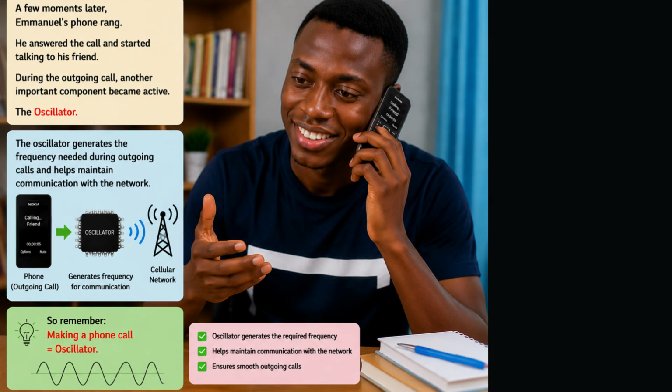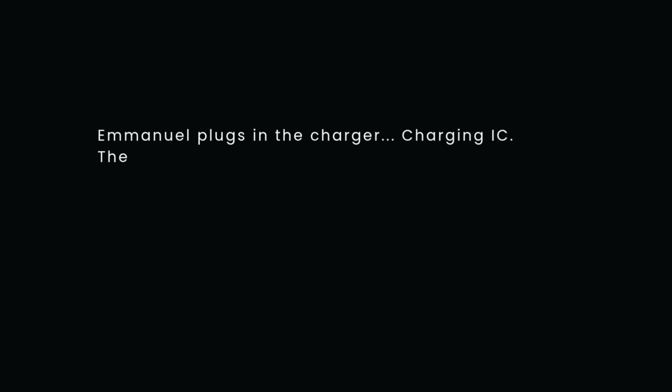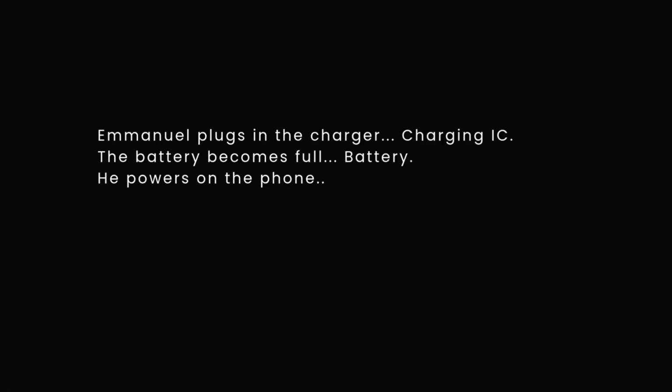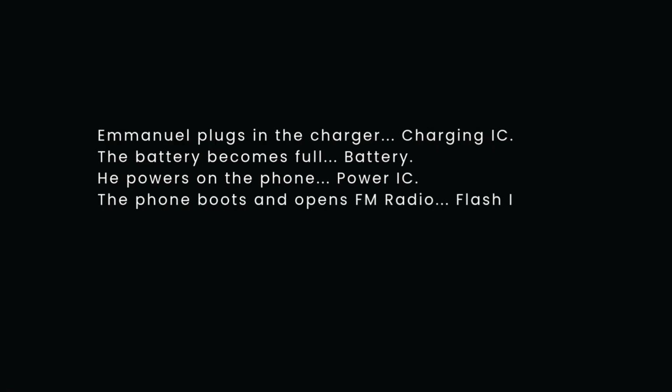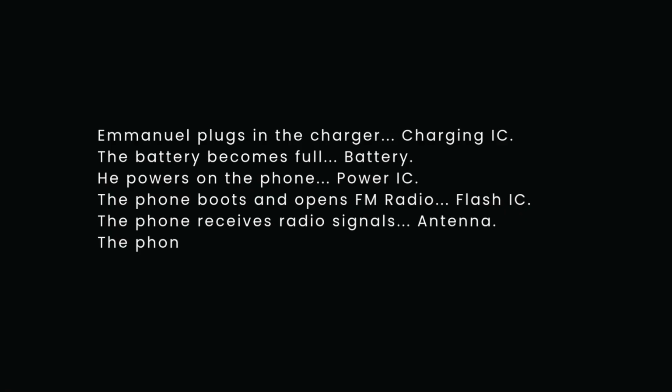Excellent. By simply remembering Emmanuel's story, you can easily remember the functions of these 6 important internal parts of a conventional mobile phone. Emmanuel plugs in the charger equals charging IC. The battery becomes full equals battery. He powers on the phone equals power IC. The phone boots and opens FM radio equals flash IC. The phone receives radio signals equals antenna. The phone rings and he speaks equals oscillator.